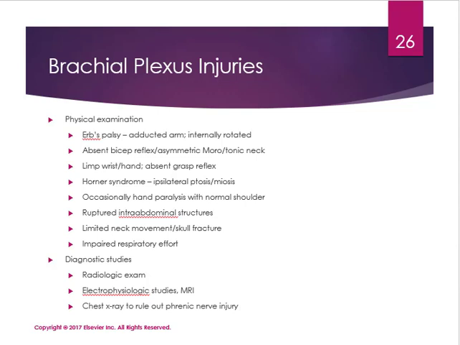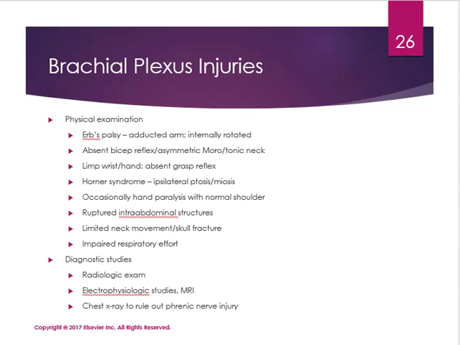In Erb's palsy, you may notice an adducted, internally rotated arm. There can be absent biceps reflexes. You may notice a limp wrist or hand and the absence of a grasp reflex. You may notice Horner syndrome, which is an ipsilateral ptosis or miosis. And occasionally there can be hand paralysis with a normal shoulder.